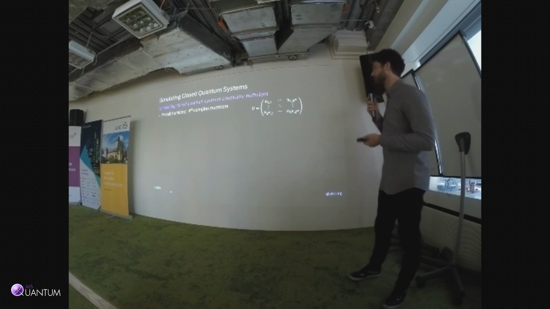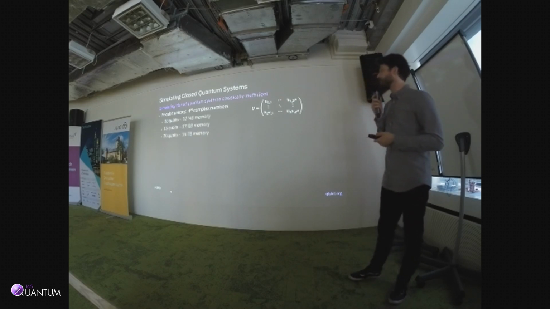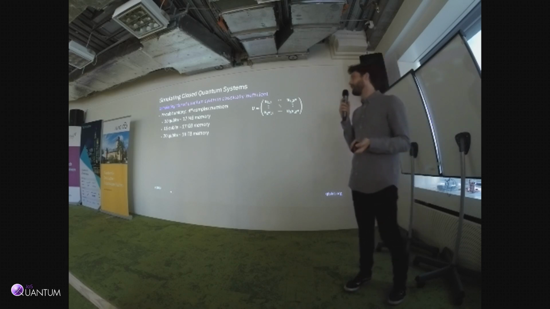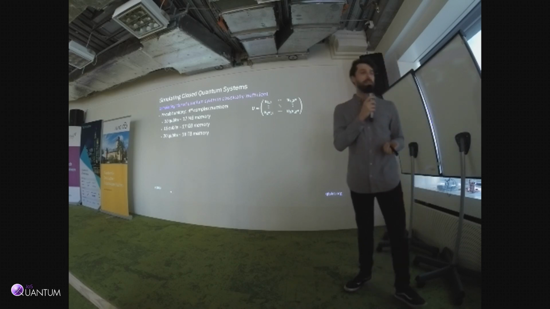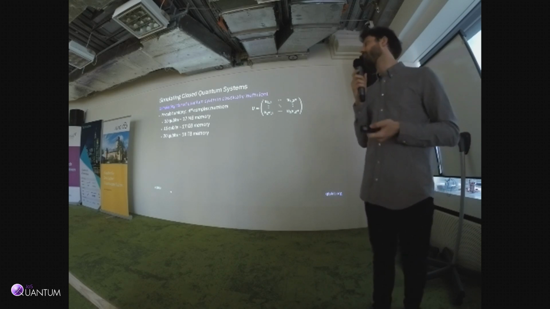As I mentioned, that's done with unitary matrices. Matrices are the square of the size of vectors. So if I wanted to just write down a 10 qubit matrix, now that's about 17 megabytes of memory. A 20 qubit one would be about 18 terabytes of memory.